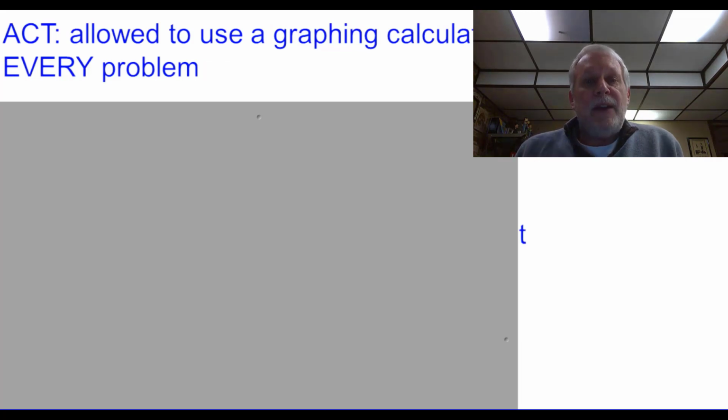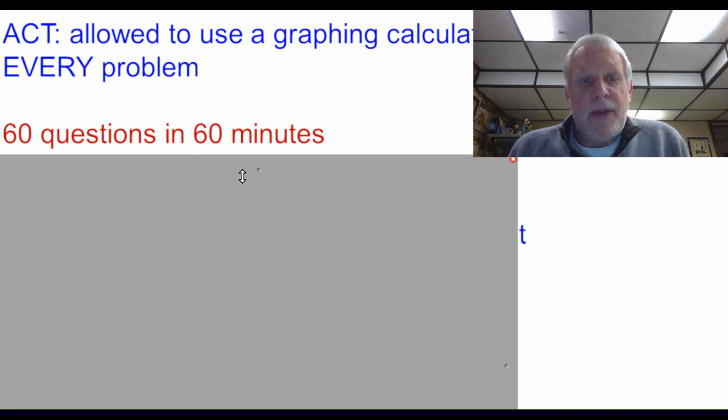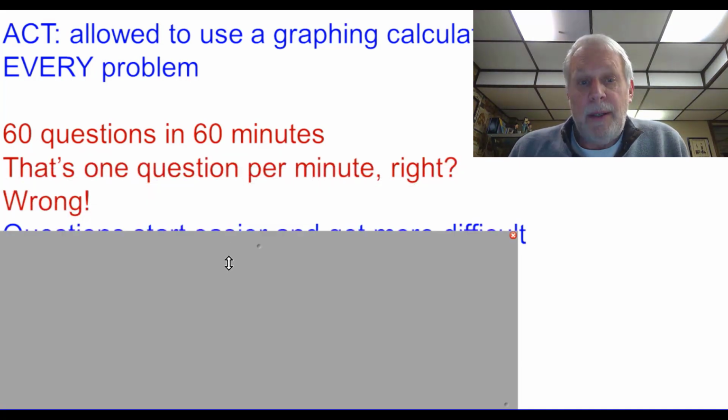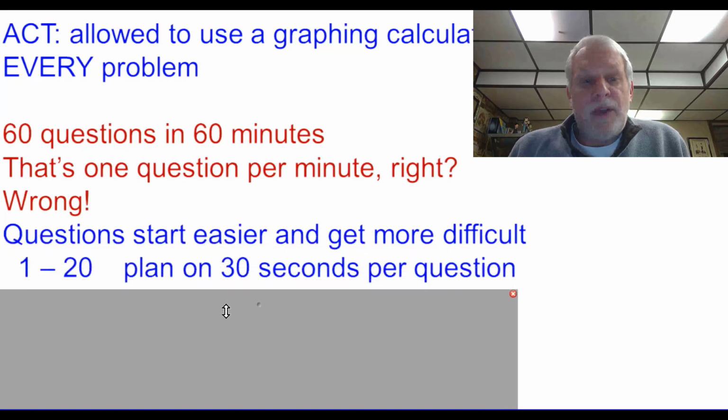Now on the ACT, you're allowed to use a graphing calculator on every problem. And there are 60 questions in 60 minutes, so that would mean one question per minute, right? Wrong. Questions start easier and get more difficult.